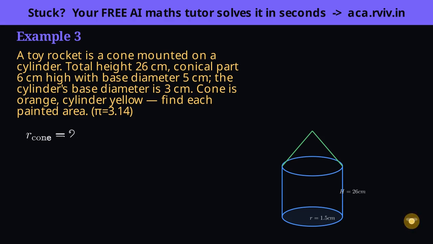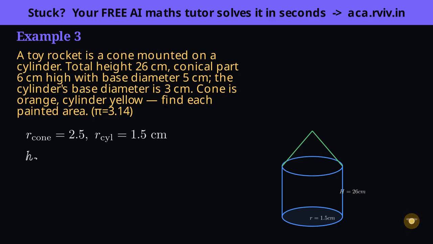The unusual thing here, and the whole trick of the problem, is that the cone and the cylinder do not share a radius. The cone's base radius is 2.5, from its 5 cm diameter, while the cylinder is thinner at 1.5. Keep those two radii clearly apart in your mind.